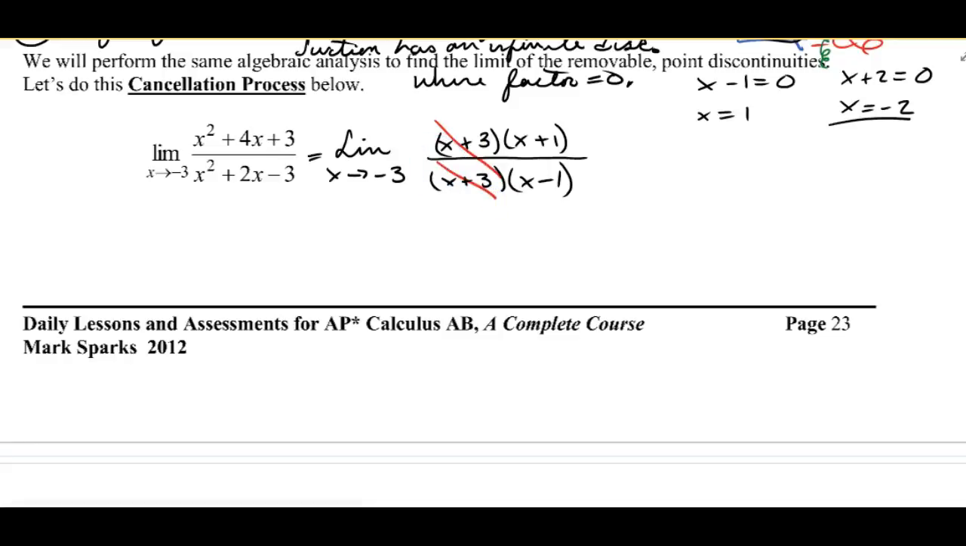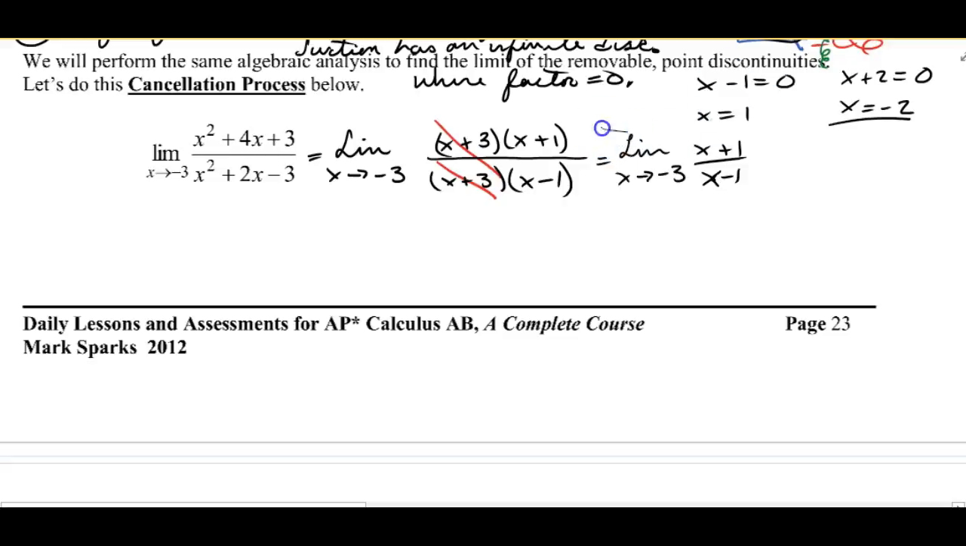And I can say that my limit of x plus 3 times x plus 1 over x plus 3 times x minus 1 is going to be equal to my limit of x plus 1 over x minus 1. Now my function, if I canceled those out of my function, would be a new, similar function, but it would not be equal. For a limit, though, I can cancel, and my limit will still be equal.